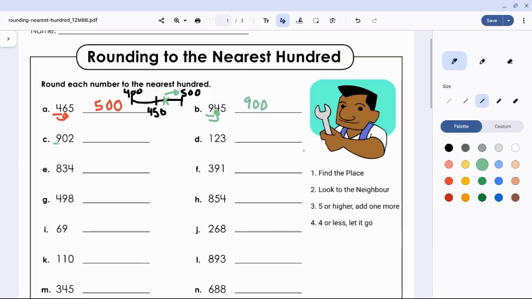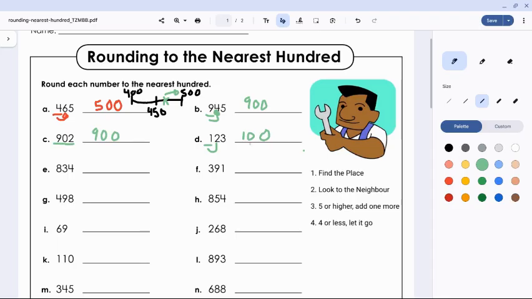Let's look at this one, 902. I'm going to use a different strategy for this one. If I'm counting by 100s, I know 902 is really close to 900, way closer to 900 than it is to 1,000. So I'm just going to use my knowledge of math numbers to round it to 900. All right, we have 123. I'm going to find the place. I'm going to look next door. It's 4 or less, so I'm going to let it go. I'm going to let go of that 23. And boom, we have 100.